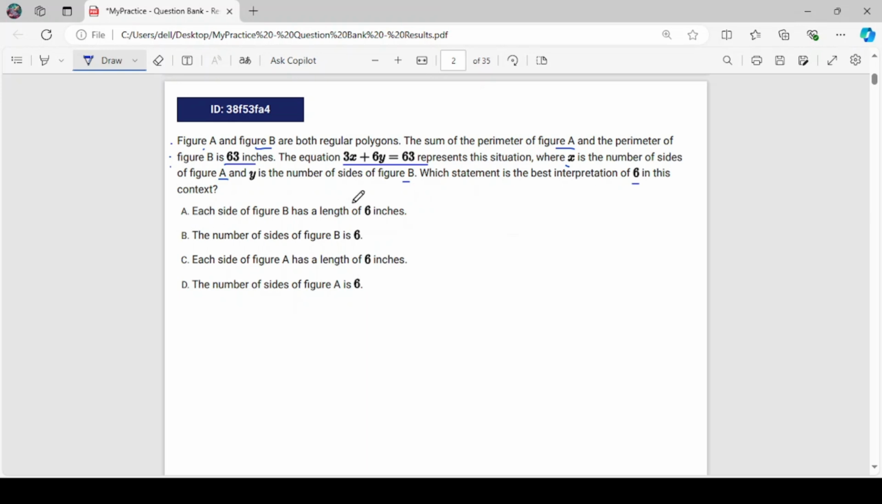Let's see. Each side of figure B has a length of 6 inches. This looks good. The number of sides of figure B is 6? No, because the number of sides of figure B is y. They told us here, y is the number of sides of figure B. So this can't be, let's cancel this out. Each side of figure A has a length of 6 inches? No, we're not talking about A, we're talking about B. This is the correct answer.